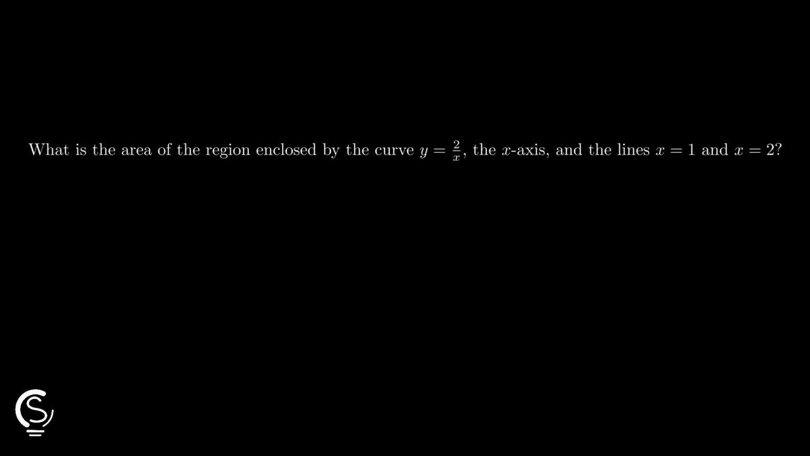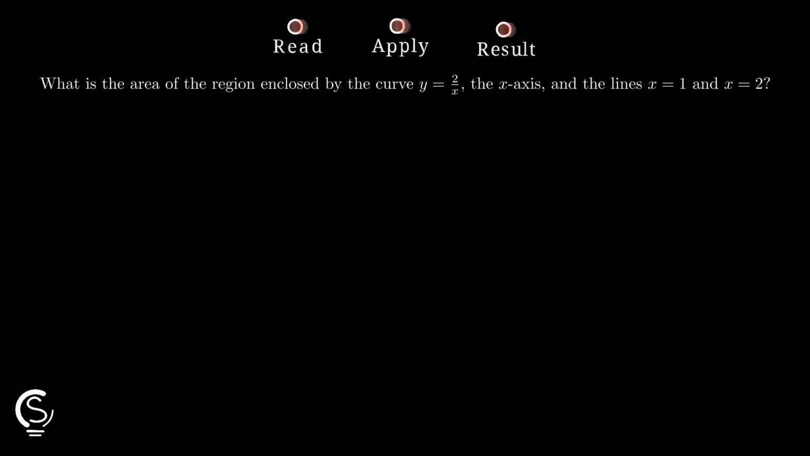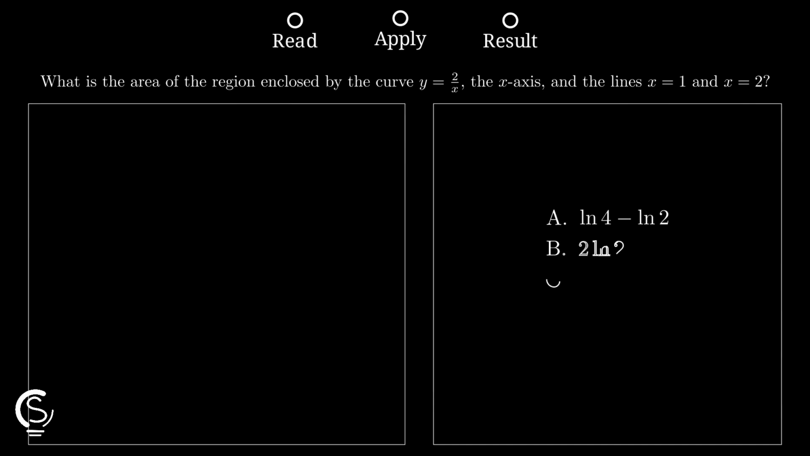Let's level up. Finding the area under a curve is actually super fast if you know the right steps. Let's solve this definite integral problem together right now. First, we need to set up our definite integral from 1 to 2 for the function 2 over x. This represents the total area enclosed by the given boundaries today.